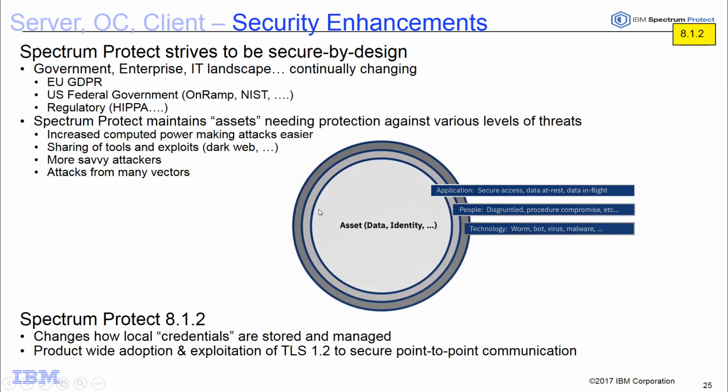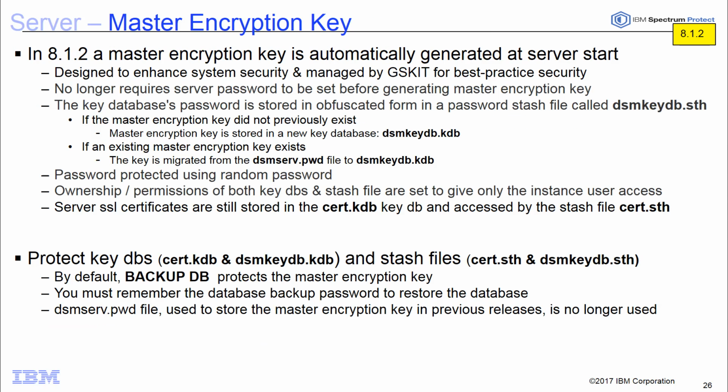So with this in mind, we have made some updates in 8.1.2. Those updates revolve around how the local credentials are stored and managed inside of the Spectrum Protect server and clients. And we have a product-wide adoption and exploitation of TLS 1.2 to secure the point-to-point communication that occurs between the Spectrum Protect servers, clients, and administrators. So let's start by looking at slide 26 and talking about the master encryption key.